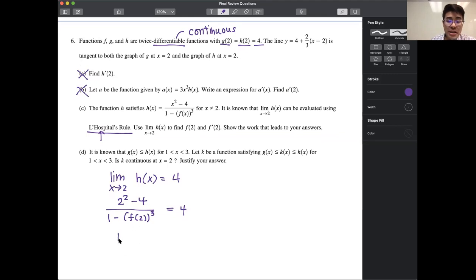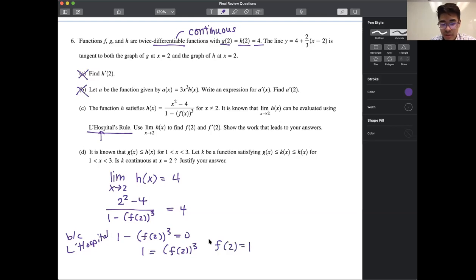So because of that, we set the bottom equal to 0. We go 1 minus f of 2 quantity cubed, and we set that equal to 0 because of L'Hopital's rule. Probably if you're doing this on your test, you need to say that you're using L'Hopital's rule. And so if we do that, we get 1 is equal to f of 2 cubed, and that just means f of 2 is equal to 1. So this would be fair game on the test. There's not a lot of crazy calculations. And now we have to use L'Hopital's rule.